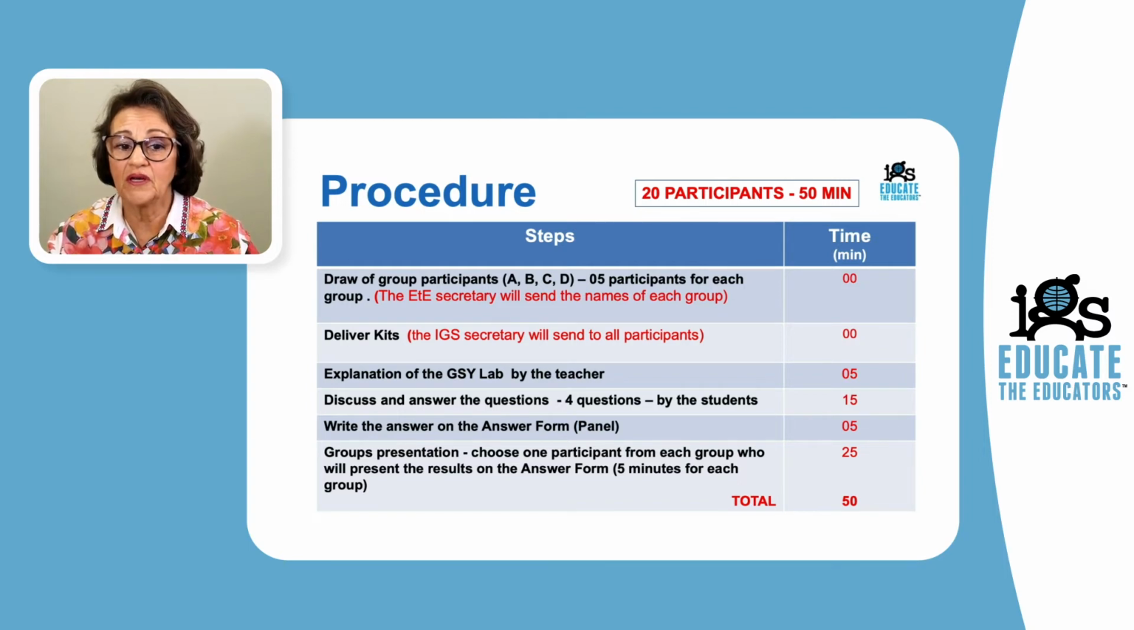Explanation of the activity by the teacher, 5 minutes. Discuss and answer the questions, 4 questions by the students, 15 minutes. Write the answers on the answer form panel, 5 minutes. And group presentation, 1 participant for each group, who will present the results on the answer form, 5 minutes for each group. Total, 15 minutes.